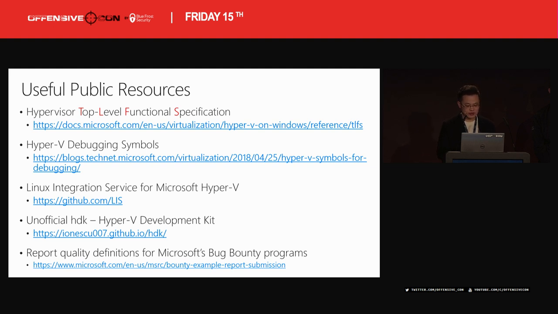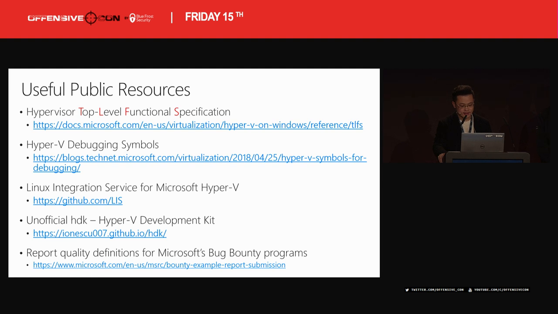The first and the most recommended resource is the TLFS. It includes very detailed information about hypercalls. You can also see a lot of Hyper-V internals, like intercepts, interpartition communications, and what virtual secure mode is. If you want to learn Hyper-V internals, it is the best material for you. Second is the debugging symbols for a selected set of Hyper-V executables. It can be used to do reverse engineering, and you can find lots of function names rather than just the exported ones.